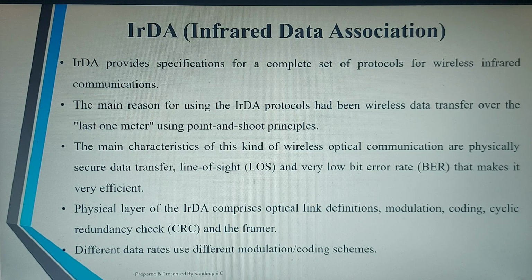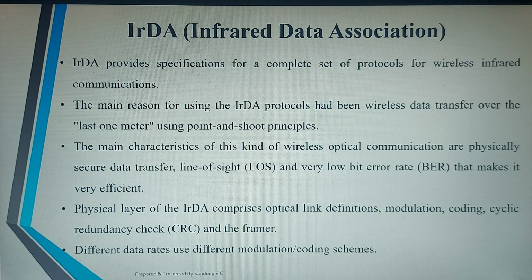The physical layer of IrDA will have optical link definitions, modulation, coding, cyclic redundancy check, and the framer. These are the things which will be taken care of by the physical layer implementation of IrDA. Optical link definition means it will have the frequency at which the data has to be transmitted. Then a modulation technique is used to modulate the signal and transmit it.